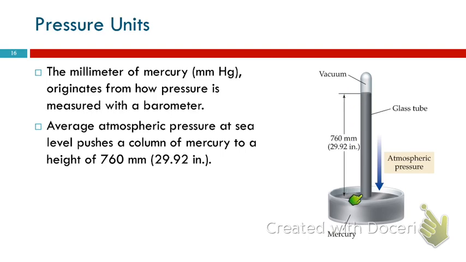So this unit millimeter of mercury came from this barometer where you just take a ruler and you measure how tall is the column of mercury today. 760 millimeters is 29.92 inches, and that's just a conversion between millimeters and inches.